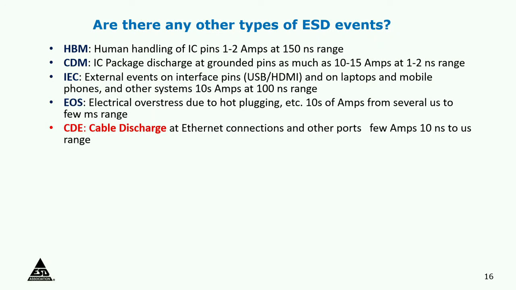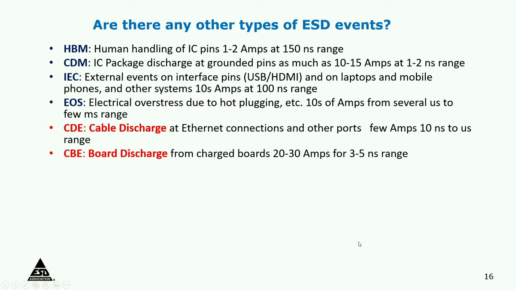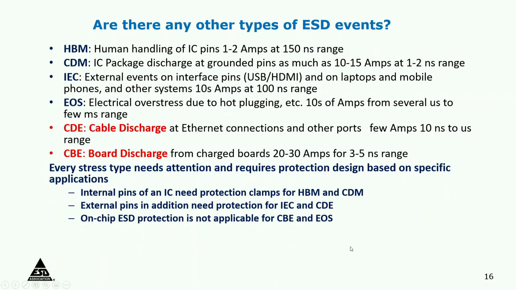So that's one event. Another event is charged board. If you have a board of components and you're plugging it into a mainframe, the whole board is charged, and wherever the connecting pins are, you get an event there. So every stress type needs attention. All internal pins of an IC need protection clamps, as we were going to talk about. All external pins need protection for the external events, and on-chip protection is not applicable to any of these charged board events and electrical overstress. These are separate fields, these are customer handling and so on.